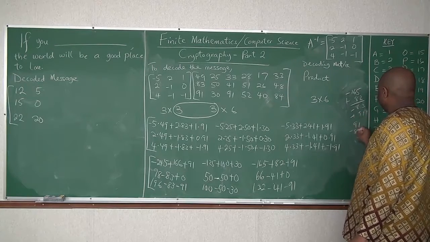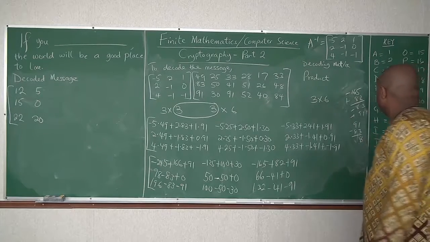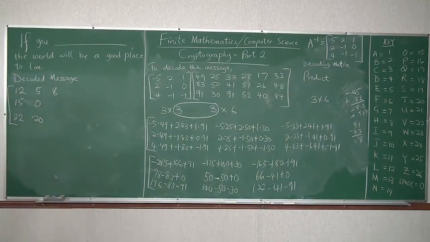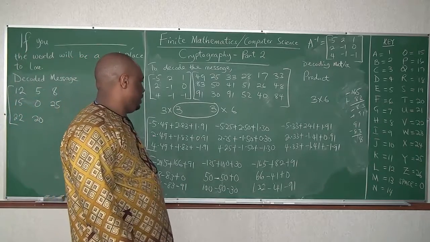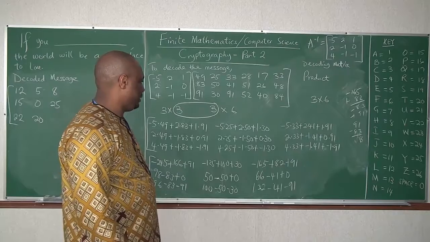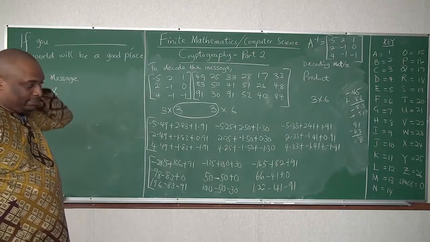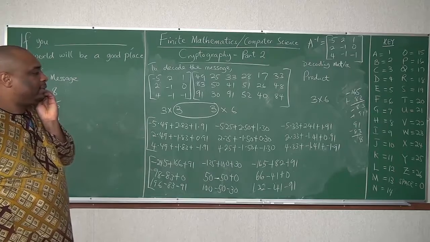So 91 minus 83. 11 minus 3 is 8. This is 8. 66 minus 41 is 25. 132 minus 41 is 13 minus 4 is 9. 91. 91 minus 91 is 0. Right? 13 minus 4 is 9. 91 minus 91 is 0.